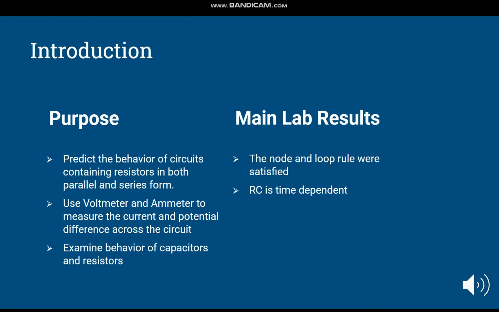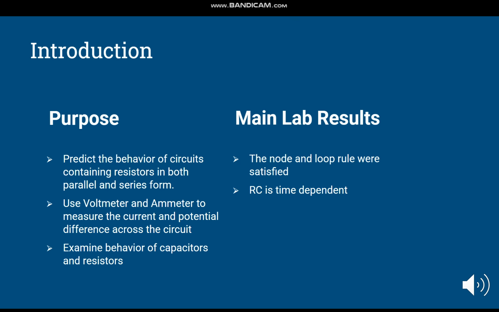So the purpose of this lab is to predict the behavior of circuits containing resistors in both parallel and series form. Use voltmeter and ammeter to measure the current and potential difference across the circuit, and examine behavior of capacitors and resistors. And so look into the main lab results, where the node and loop rules were satisfied, and the RC is time dependent.